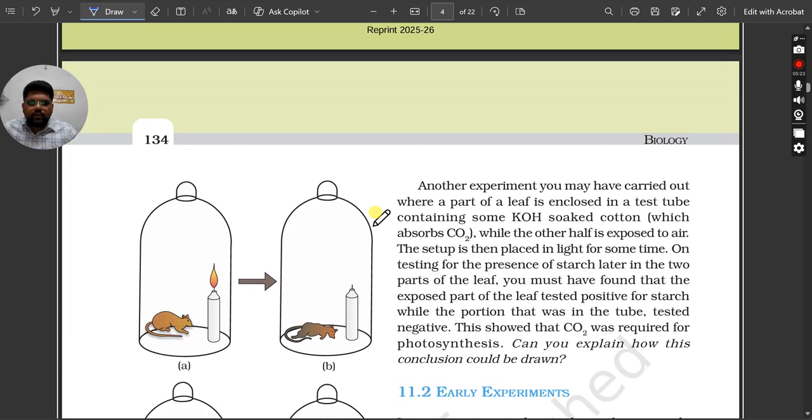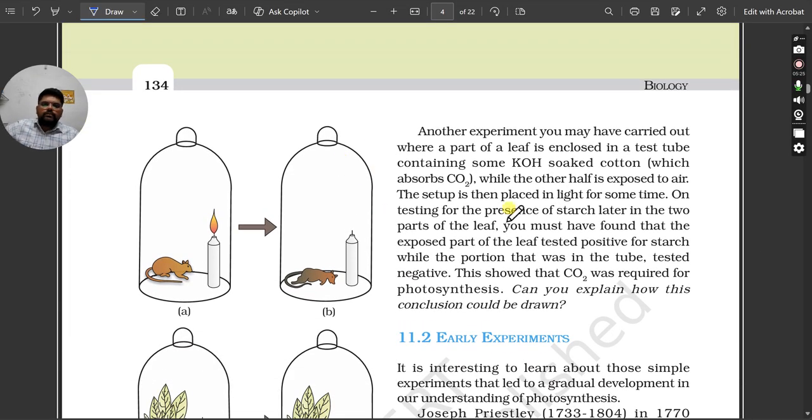Another experiment. I think it's all been well discussed in previous chapters, but it has been given in this chapter, so I just want to discuss that also. So another experiment is that CO2 is required for photosynthesis, that's carbon dioxide required for photosynthesis.